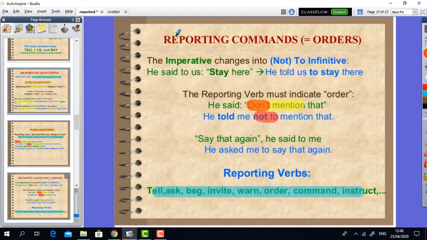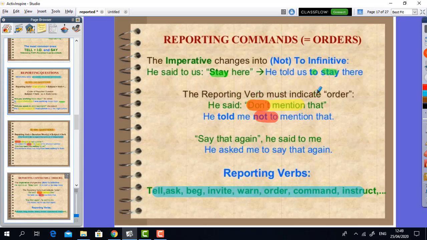And now let's remember how to get the reported speech from an order or a command. The imperative means the order changes into to infinitive or not to infinitive. The example will clarify again the idea. He said to us, "Stay here." This is an order. He told us to stay there. The verb is kept as it is, and we begin the order with to.